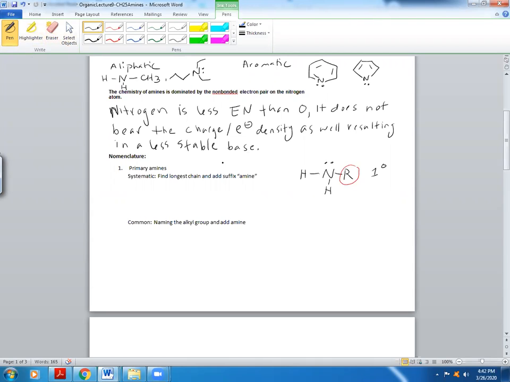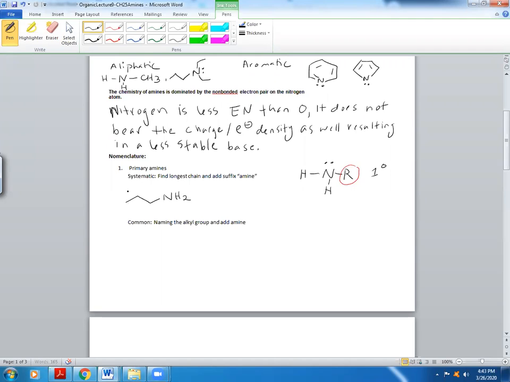So what's an example? Well, let's just look at the systematic, okay? So we have something like, or even something simpler. Okay, here's how you name it. You find the longest chain and add the suffix amine. Find the longest chain and you add the suffix amine.